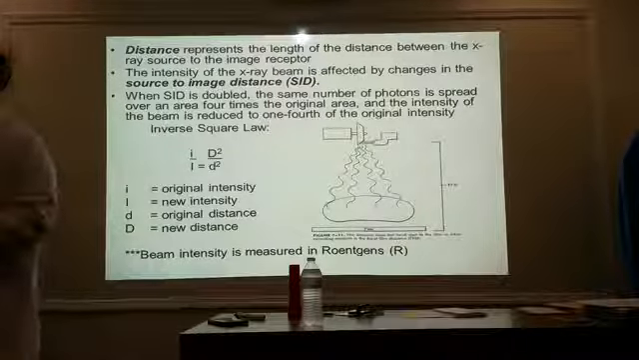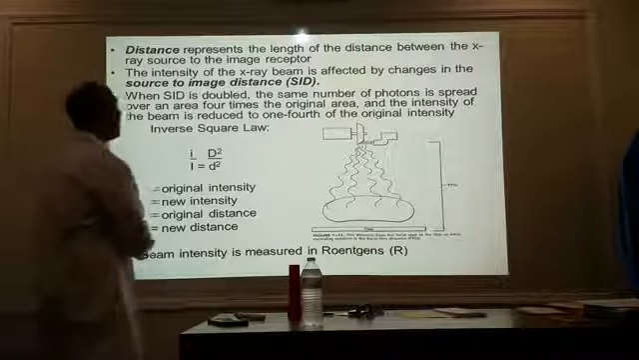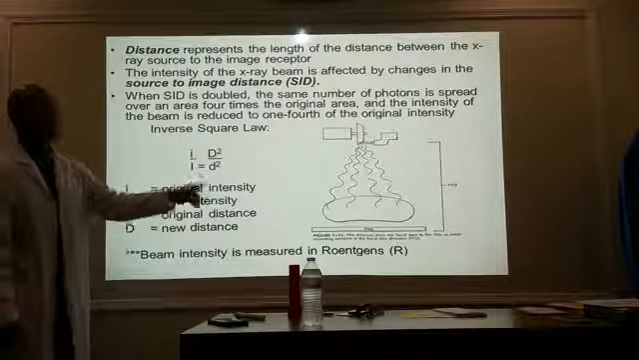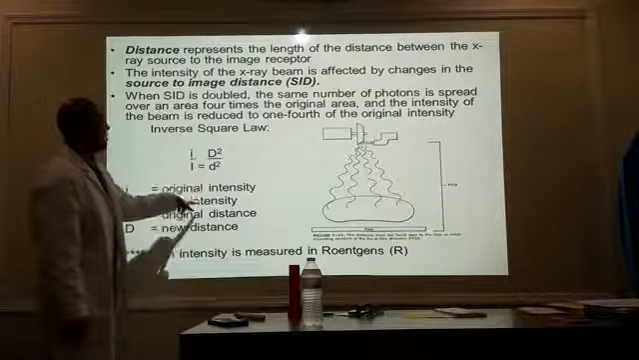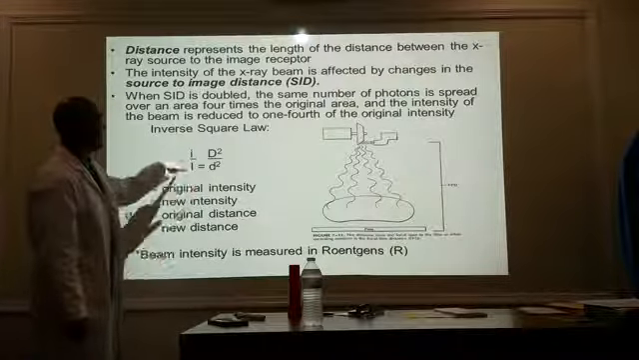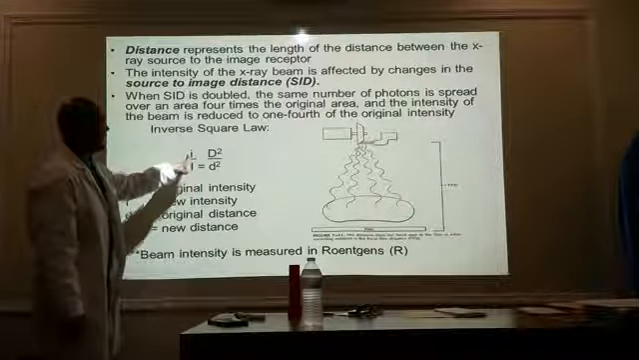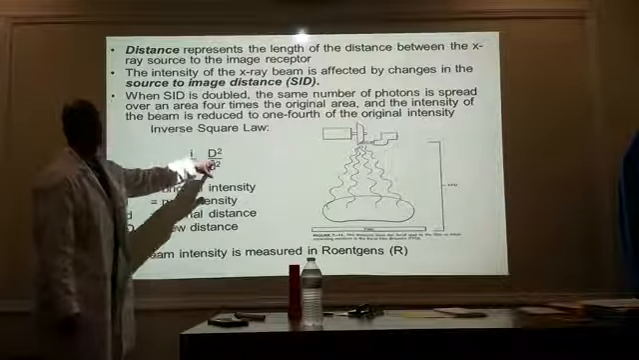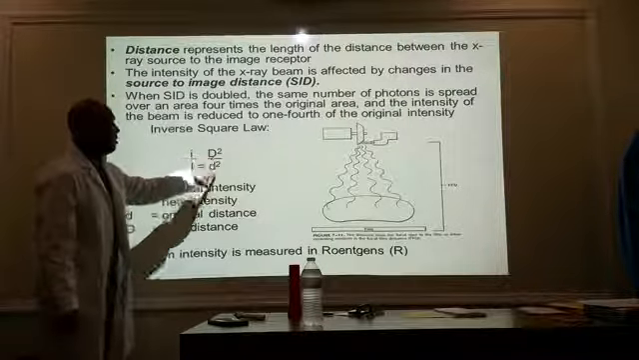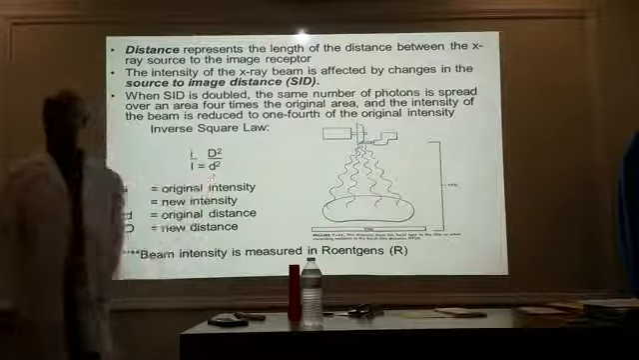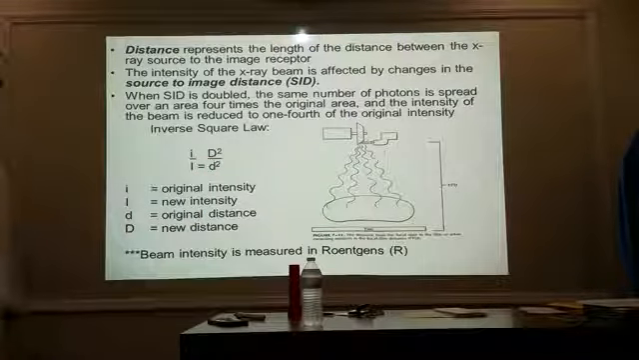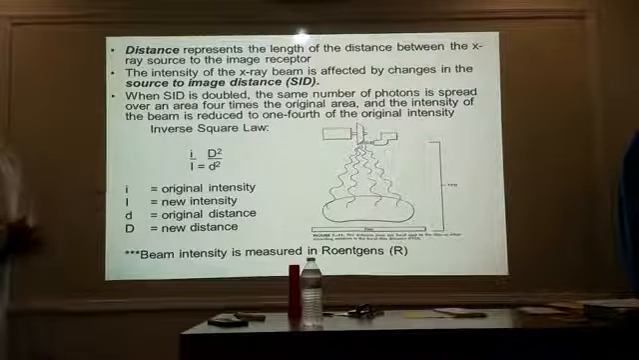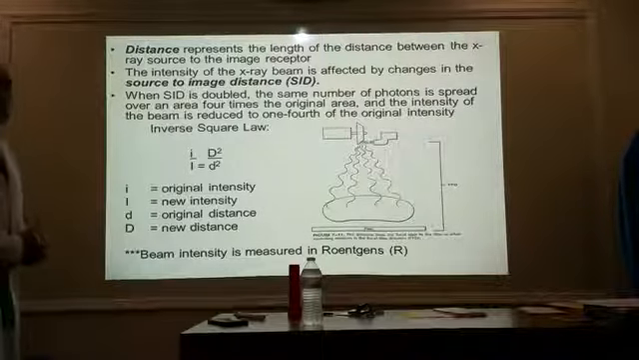All right. So the new formula that we're going to be learning here is what's known as the inverse square law. And it's written like this. It's inverse because you're going from the original intensity over the new intensity is equal to the new distance squared over the old distance squared. And our answer is going to be in Roentgens.